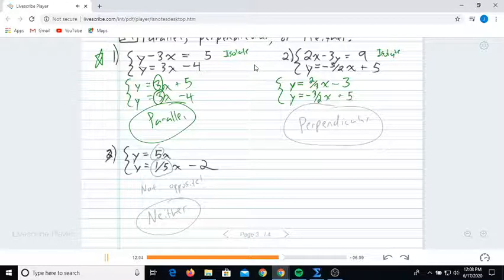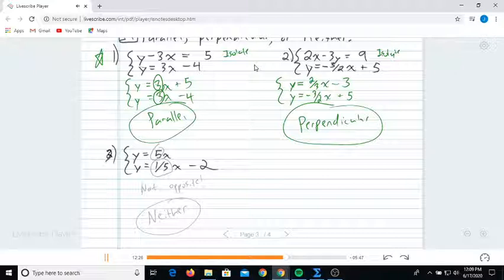And I want you to look at these two slopes. Notice that they are opposite. One is positive, one is negative. They are opposite and reciprocal. The reciprocal of 2/3 is 3/2. So these two lines are perpendicular. And this last example, notice that we have a slope of 5 versus a slope of 1/5. They are reciprocal but not opposite.